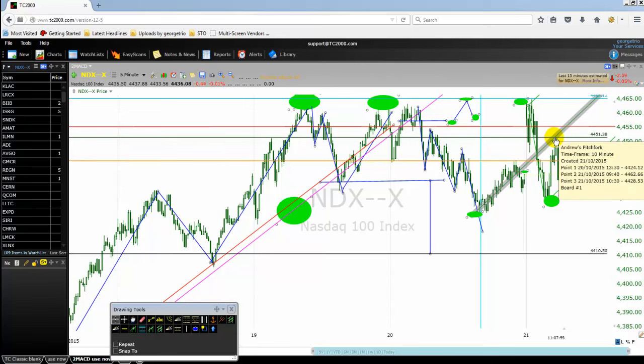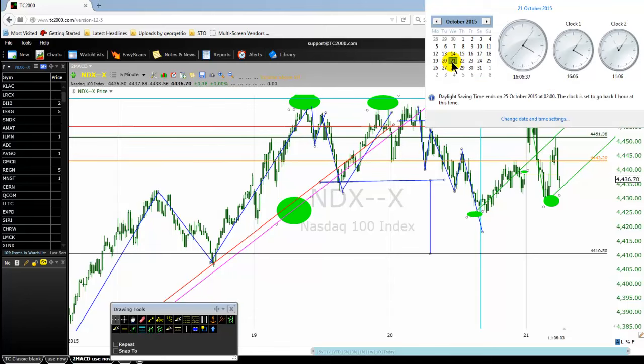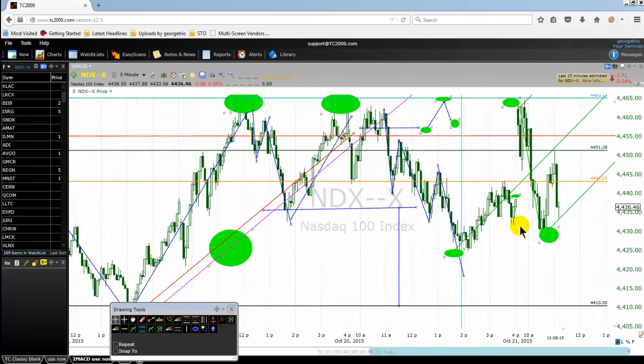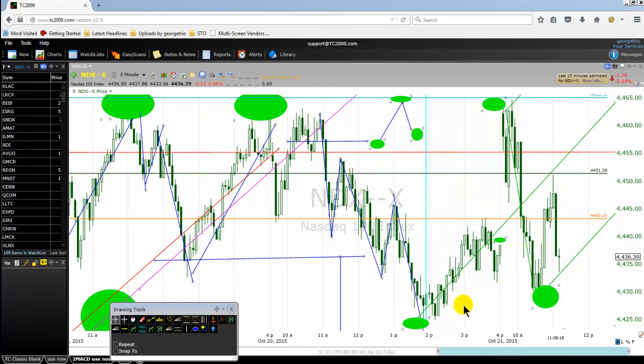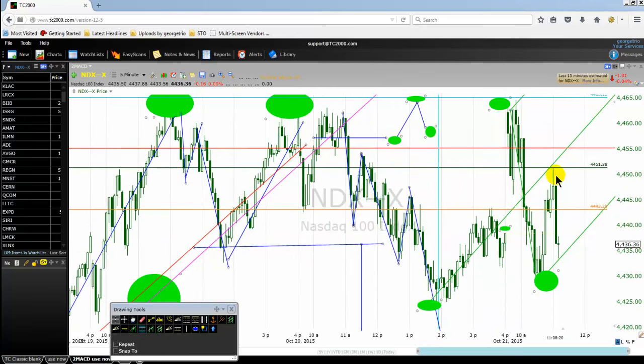By the way, today is the 21st of October, 2015, and the time in London is 6 minutes past 4 p.m. In New York, 6 minutes past 11 a.m. This is a live recording using the pitchfork tool. Now you see why I'm using the pitchfork tool to time the market accurately.